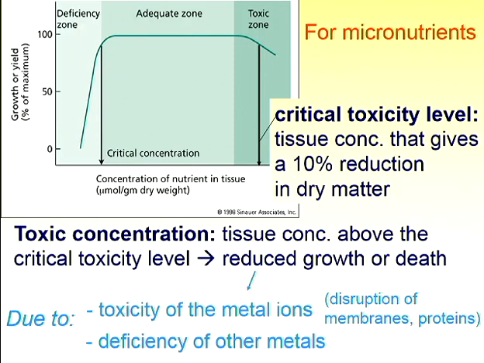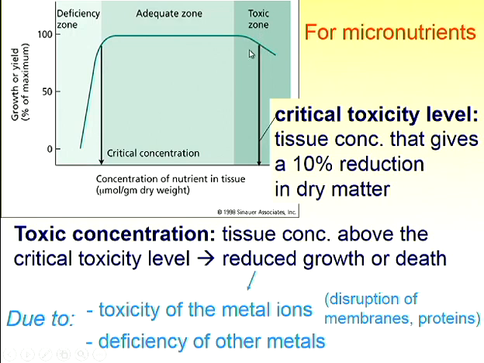So that's toxicity. And similar to the critical deficiency level, which was at 10% below the maximum growth, at the low end of the adequate zone, there's also a critical toxicity level, which is where growth is starting to get impeded. We're at the high side of the adequate zone, by 10%, and then we call that the critical toxicity level.